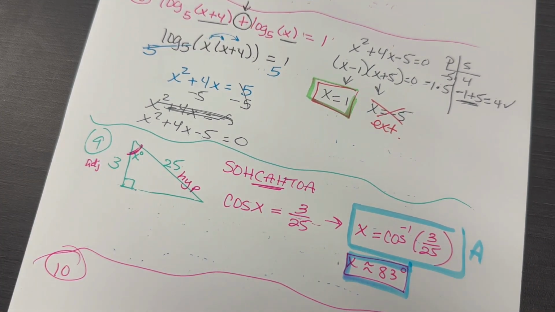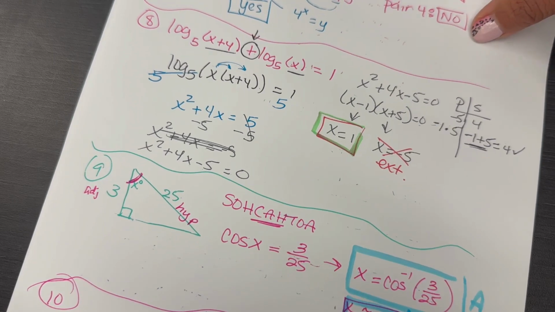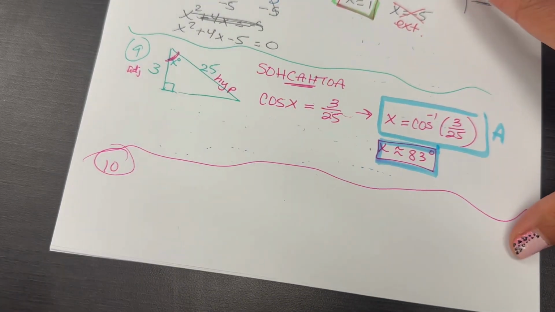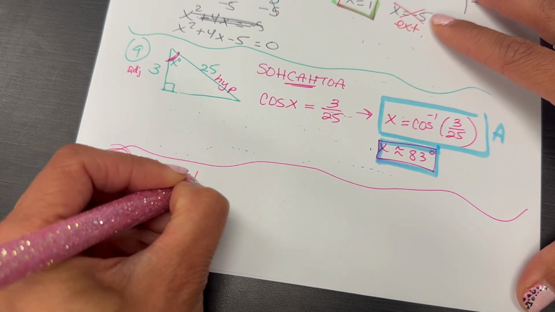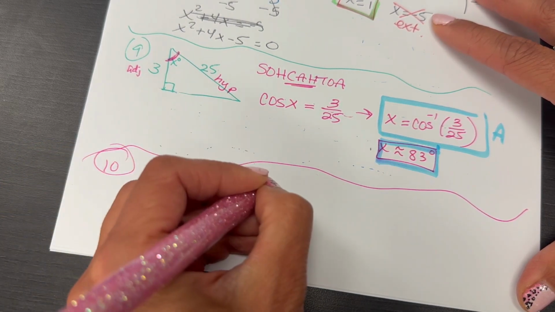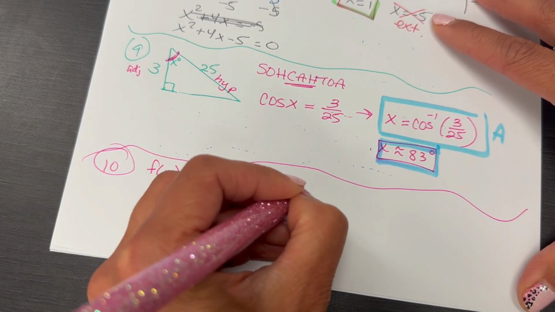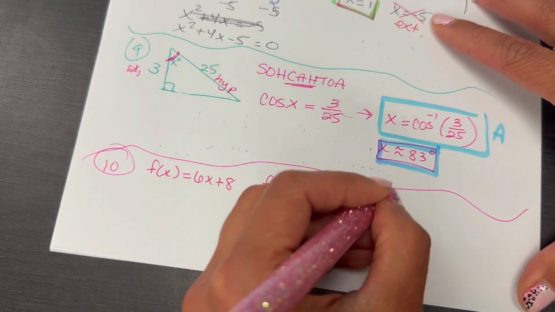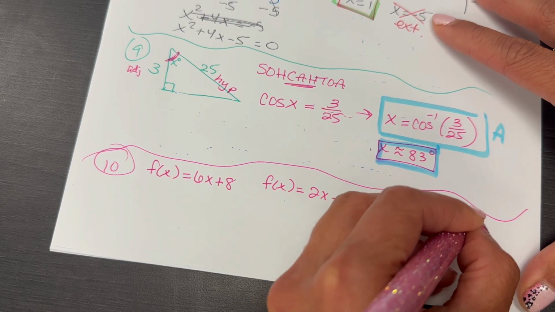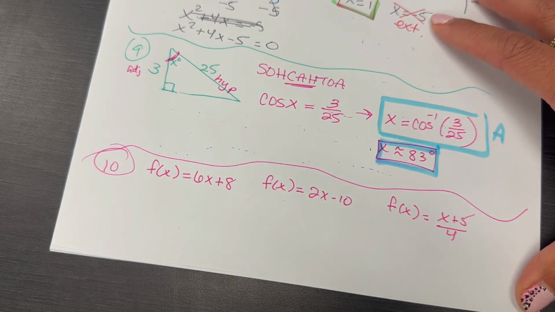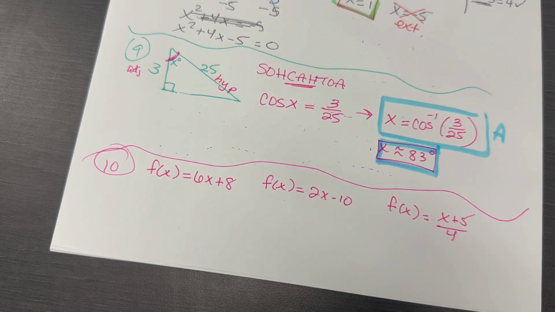Number 10. This one is a drag and drop. This is the Freaky Friday ones. You had to find the inverses. So we've got 3 functions. I'm just gonna write them all down. f of x equals 6x plus 8. f of x equals 2x minus 10. f of x equals x plus 5 over 4. Okay, so we did this in the warm-up today.